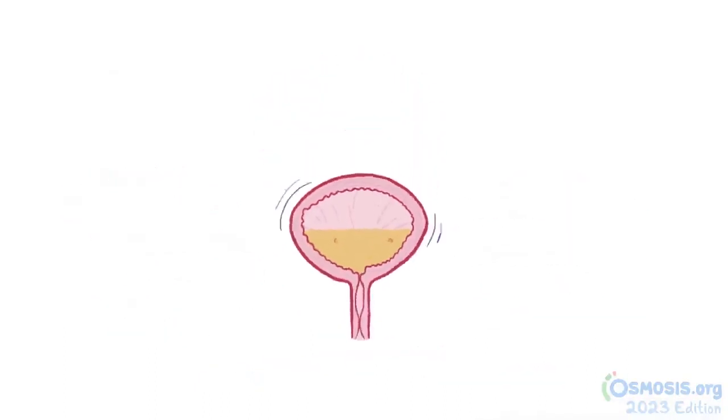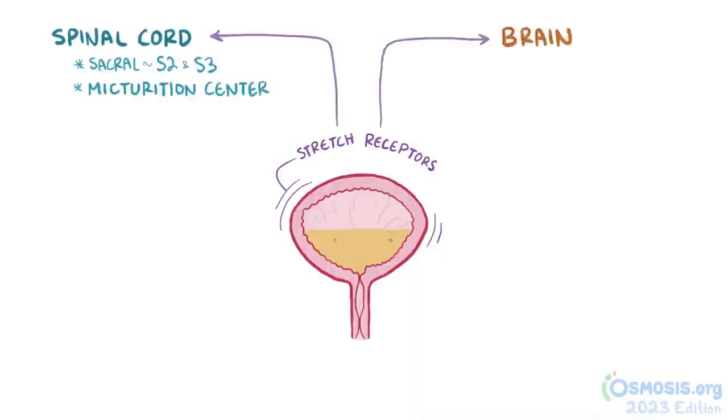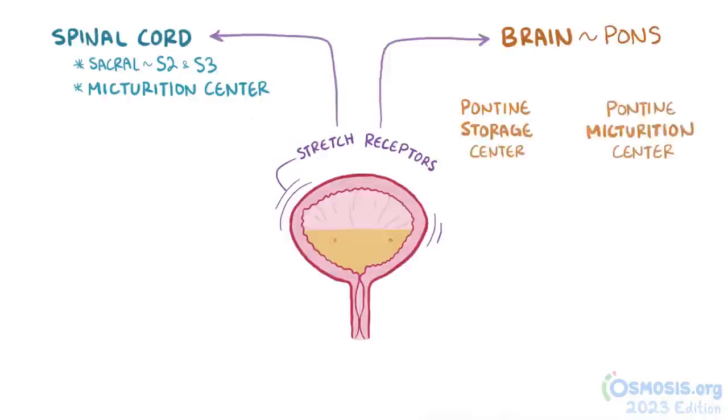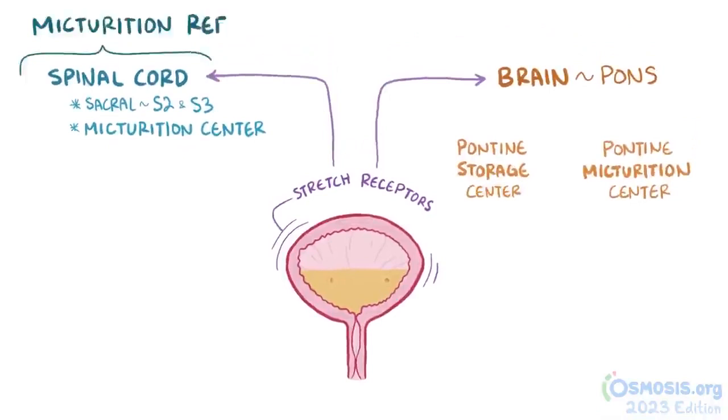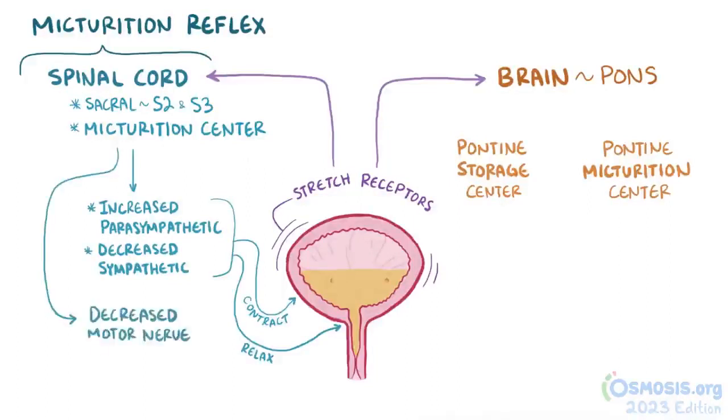So when specialized nerves called stretch receptors in the bladder wall sense that the bladder is about half full, they send impulses to the spinal cord, specifically the sacral spinal cord at levels S2 and S3, known as the micturition center, and the brain, specifically two locations in the pons, the pontine storage center and the pontine micturition center. The spinal cord response is part of the micturition reflex, and it causes an increase in parasympathetic stimulation and decrease in sympathetic stimulation, which makes the detrusor muscle contract and the internal sphincter relax. It also decreases motor nerve stimulation to the external sphincter, allowing it to relax as well.